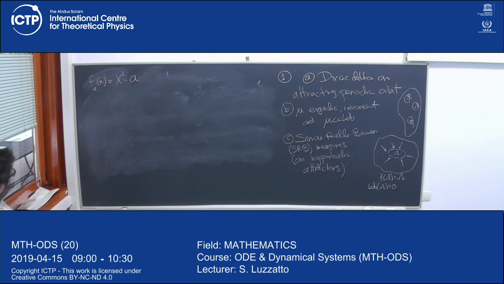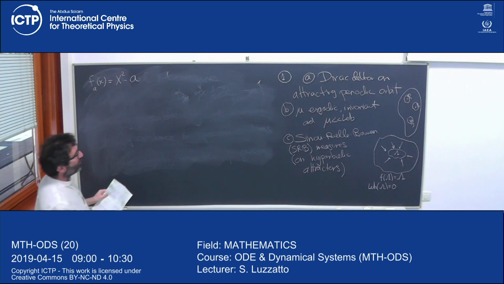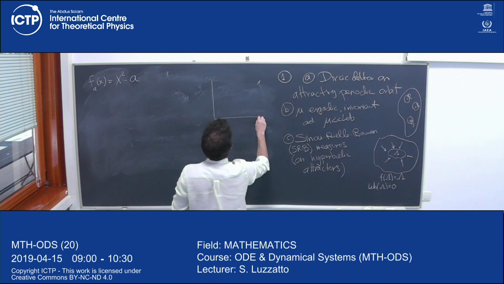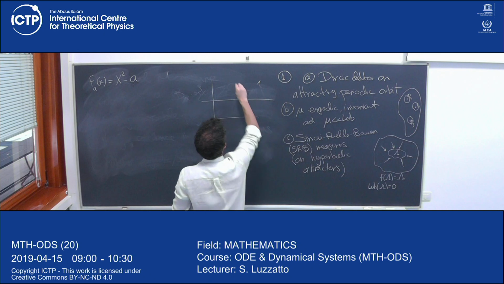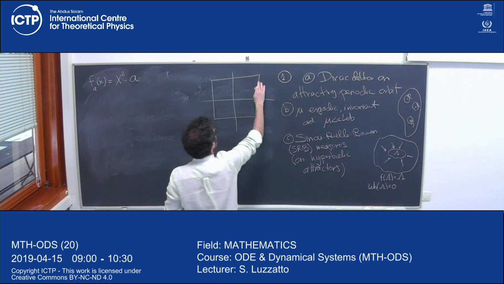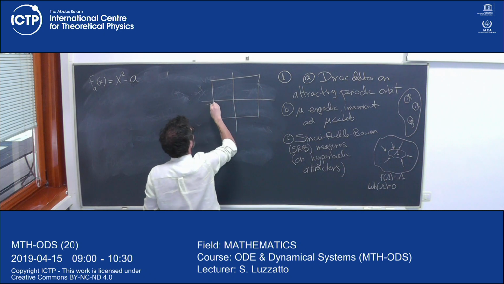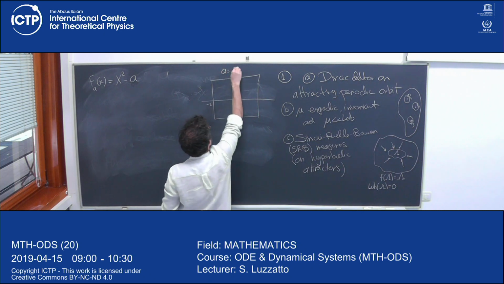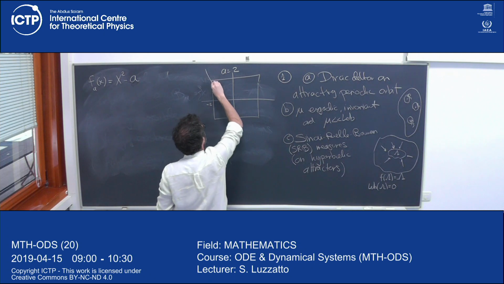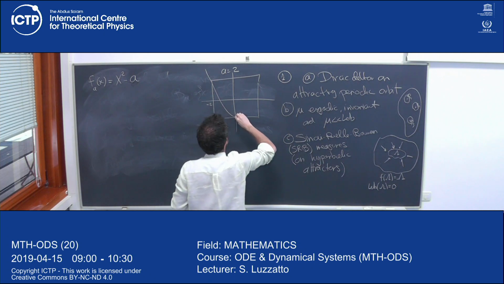So one of these maps we've already studied, right, which is the case a equals 2. Let me put it here. So here we've got a equals 2. We have, so this is really a map from R to R.